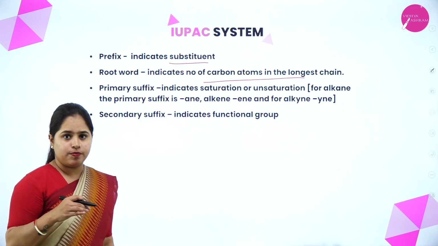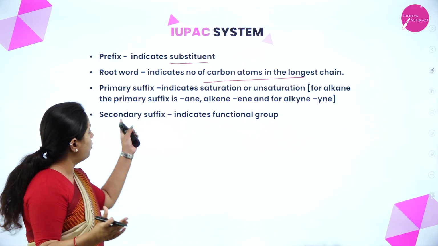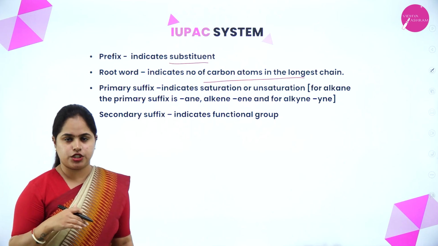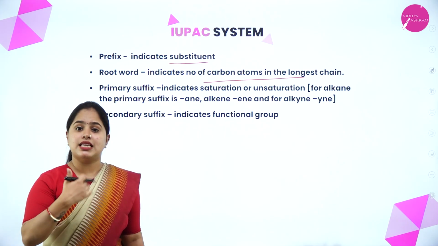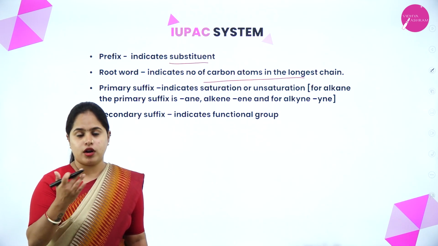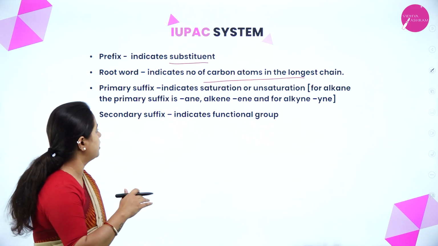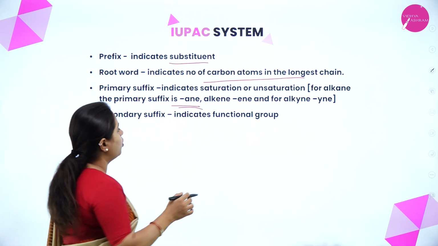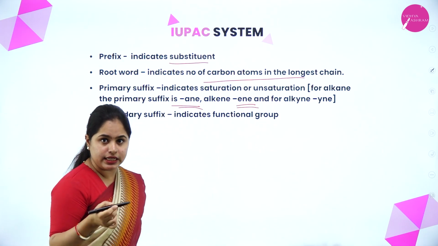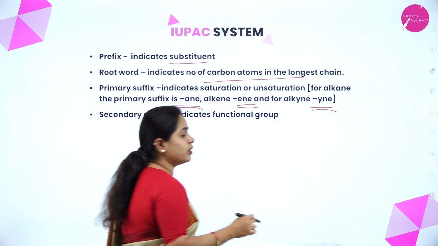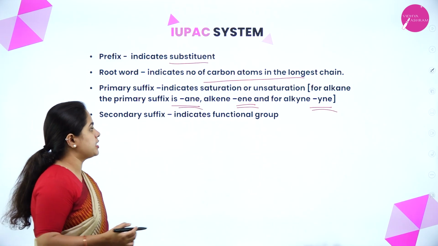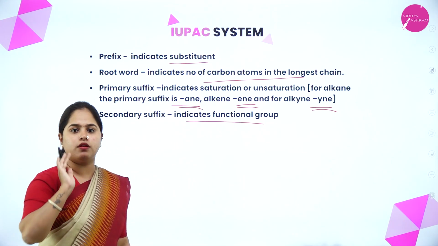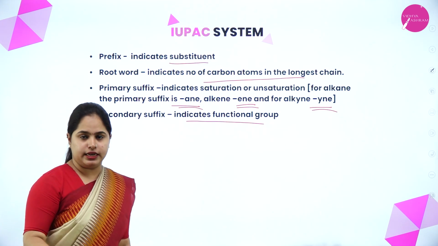Now the primary suffix. As I said, suffix comes at the last. There is a primary suffix and a secondary suffix. The primary suffix indicates saturation or unsaturation. Alkanes are saturated, and unsaturated compounds are alkenes and alkynes. If it is an alkane, the name of the organic compound will end with a-n-e, ane. If it is an alkene, it will end with e-n-e, that is ene. And alkyne ends with y-n-e. Now the secondary suffix indicates the functional group, and for each functional group there is a certain way in which you have to write the name, which we will be discussing in detail.